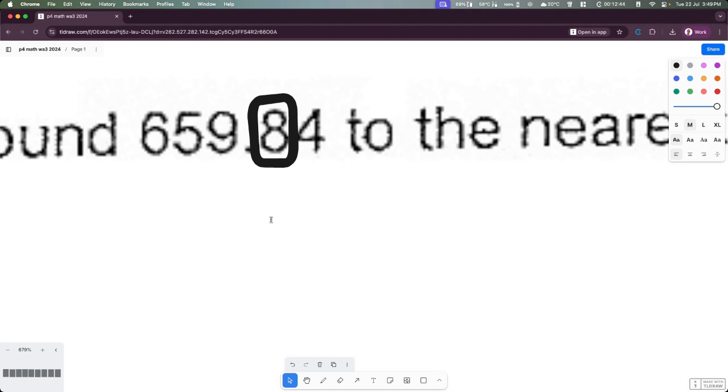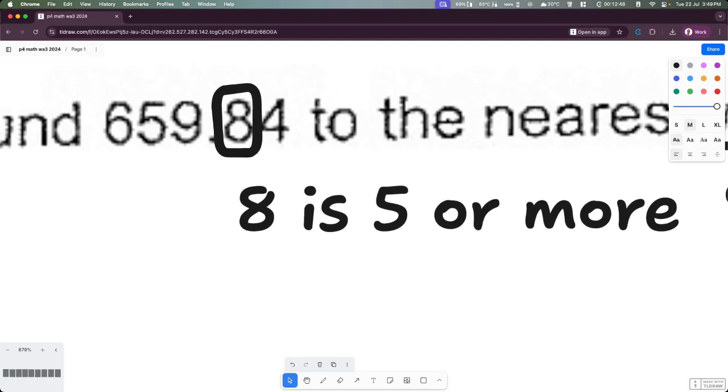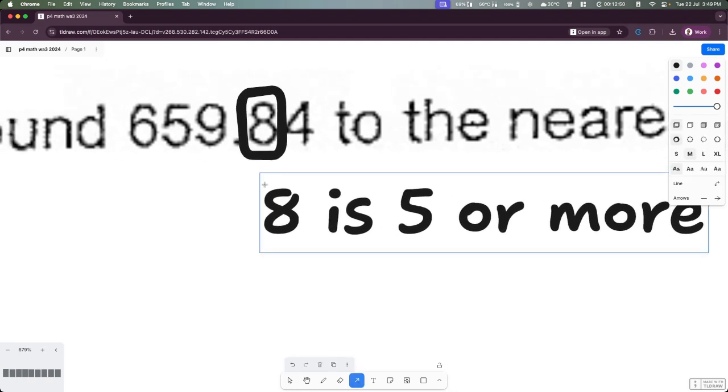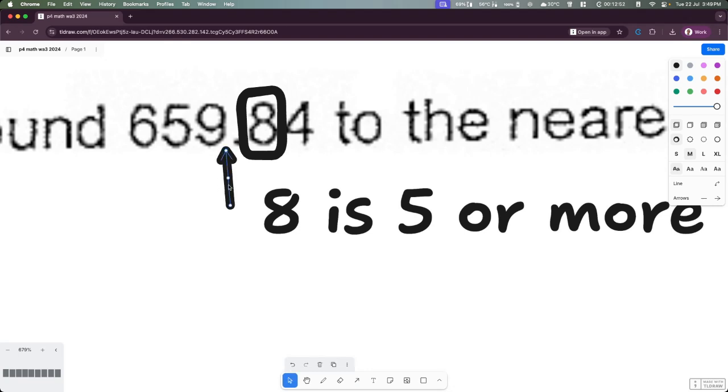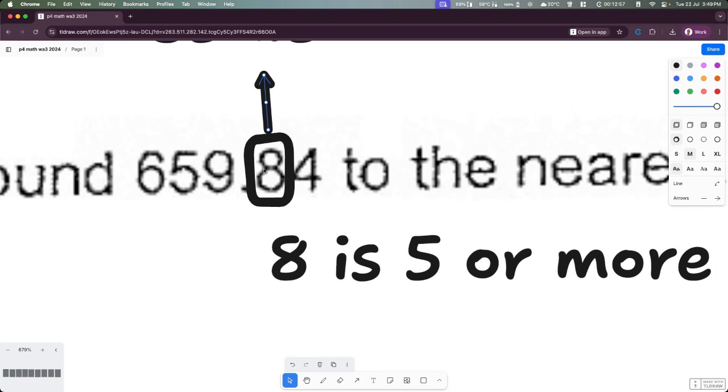So 8 is 5 or more. So therefore, we need to round up. So let me have an arrow to just round up. Okay, so we're going to round up our 8. And therefore, in this case over here, our 9 will then add by 1. So we're going to add our 9 by 1.